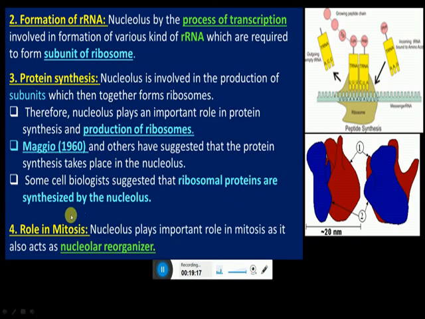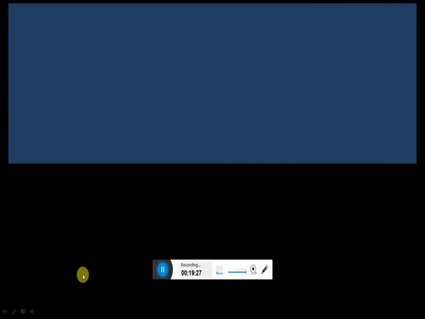The fourth function is the role in mitosis. The nucleolus plays an important role in mitosis, as it also acts as the nucleolar organizer. So these are the functions of the nucleolus.